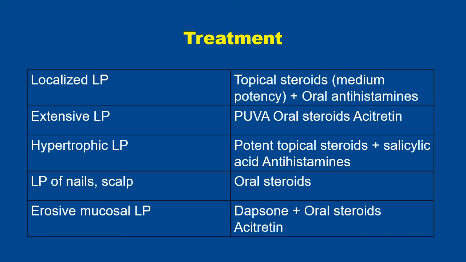In patients who have Lichen planus of the nails and scalp, oral steroids are started on diagnosis. In patients who present with erosive mucosal Lichen planus, dapsone, oral steroids, and acetretin may be used. A new drug on the block for erosive mucosal Lichen planus is cyclosporin.